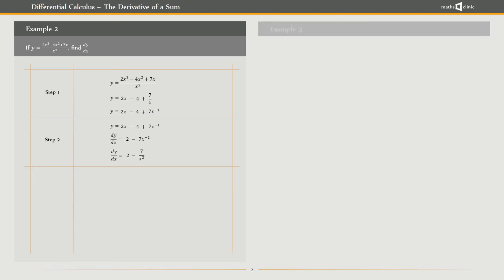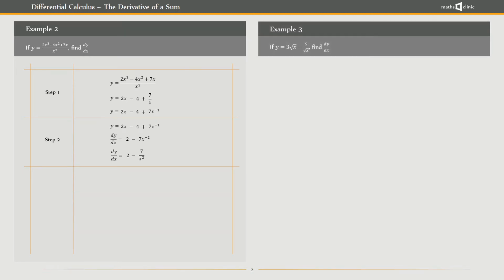Very simple. Let's do another one. Example 3 says: if y equals 3 root x minus 5 over root x, find dy/dx. Now, how do we go about doing this? The first thing we want to do here, we have y equals 3 root x minus 5 over root x. What we'd have is y equals 3x to the power of 1 over 2 minus 5x to the power of minus 1 over 2.